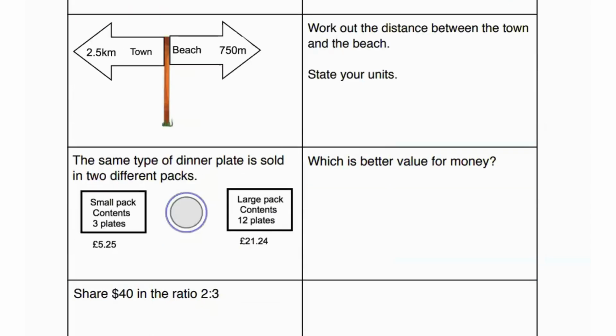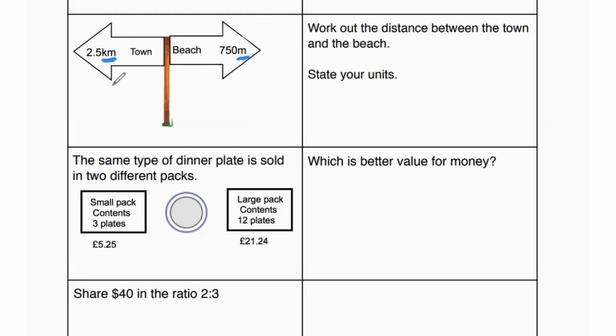Next question says work out the distance between the town and the beach. As you can see in the diagram, on the left hand side, the town is 2.5 kilometers away. And on the right hand side, the beach is 750 meters away. Notice the metric units are different. So when you start solving this, we need to convert them either into kilometers or meters. That's up to you. Since they haven't specified which one it should be, you can choose either.